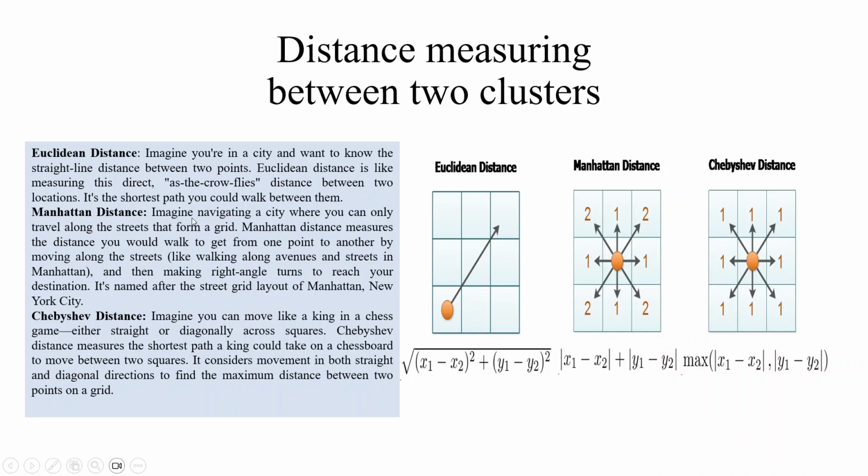Manhattan distance. Imagine navigating a city where you can only travel along the streets that form a grid. Manhattan distance measures the distance you would walk to get from one point to another by moving along the streets, like walking along the avenues and streets in Manhattan, and then making right angle turns to reach your destination. It's named after the street grid layout of Manhattan, New York City. So most of the time we work on these two only.